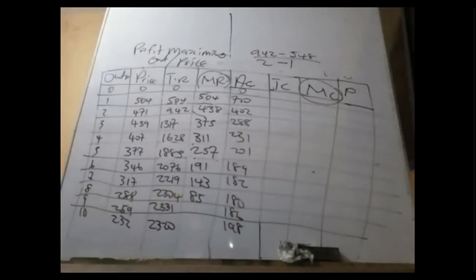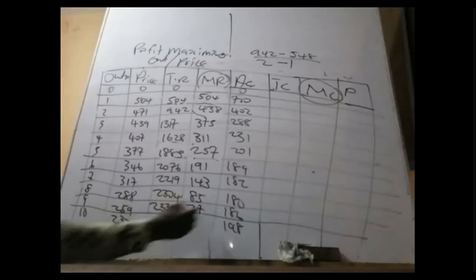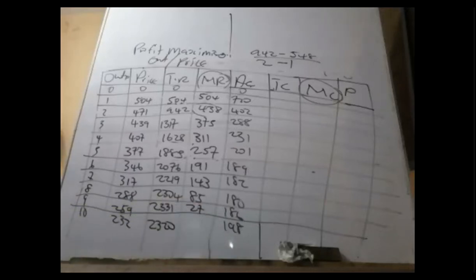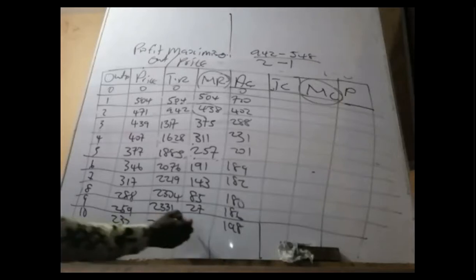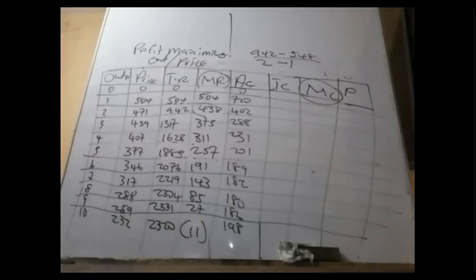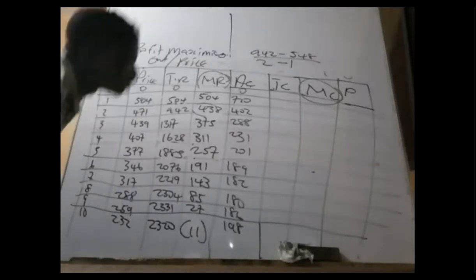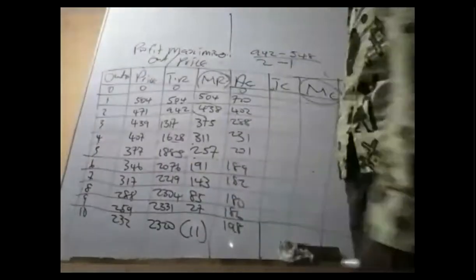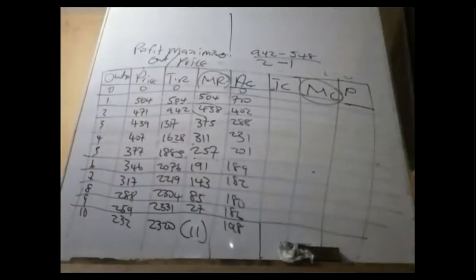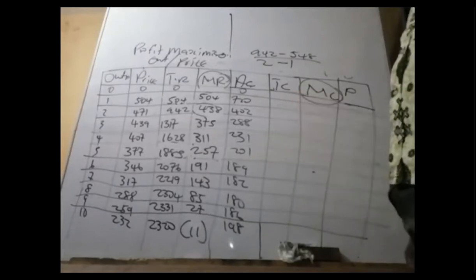Now let's continue from this angle. I'll get 27. Then I'll get negative 11. That is all. And let's come to this hand side. First, let's find the total cost. The total cost.